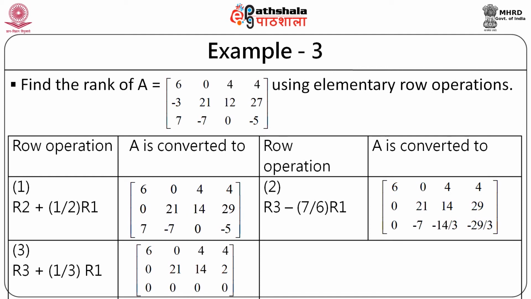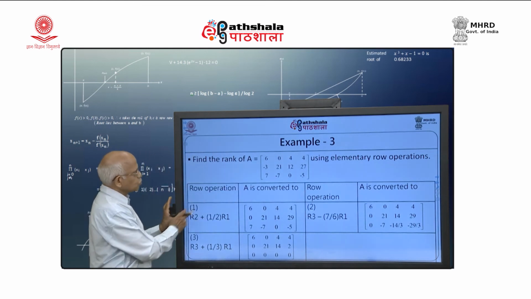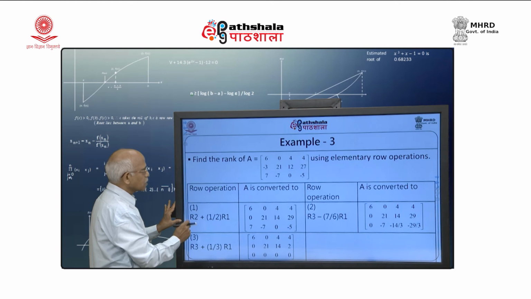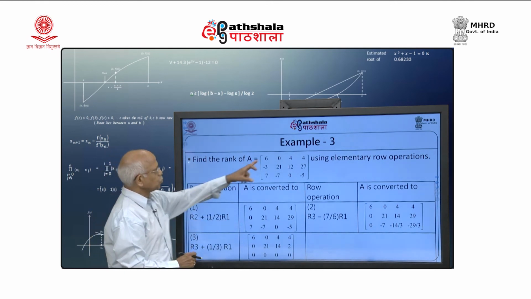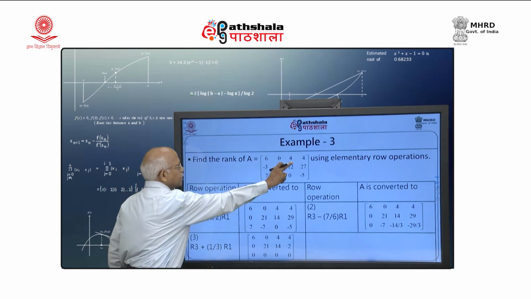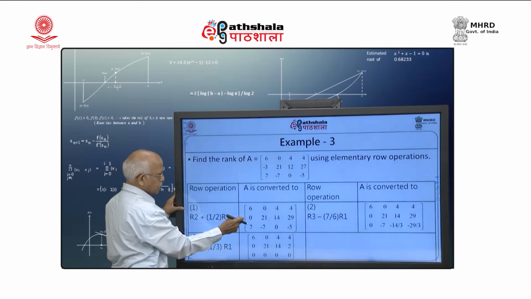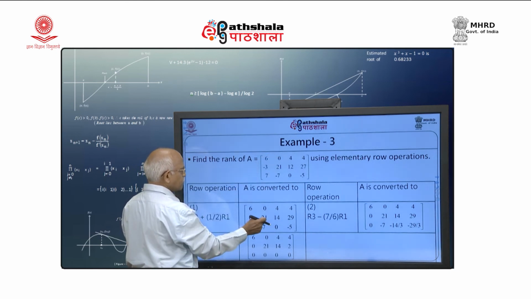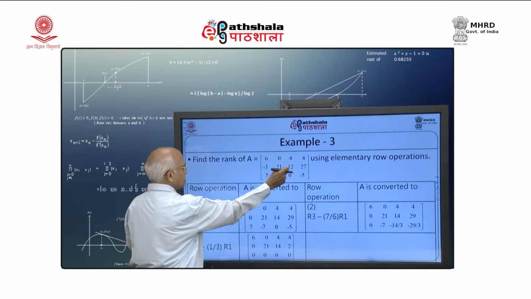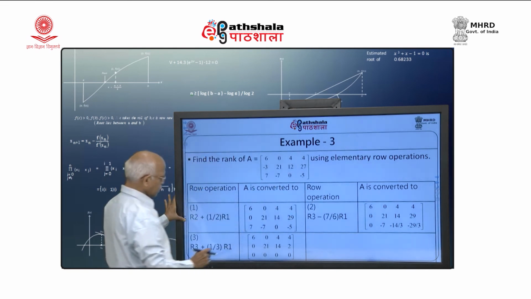So, I am going to convert this using elementary row operations. On this I am considering R 2. So, this is R 2 plus 1 by 2 times R 1. If I multiply by 1 by 2 here, I will get 3. So, 3 minus 3 will become 0 here. So, I will get 0, then 1 by 2 times this: 21 will remain 21, and 12 plus 2 will give me 14, and 27 plus 2 will give me 29. So, I will get this.